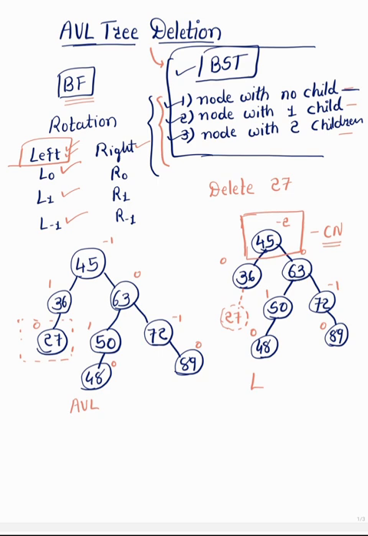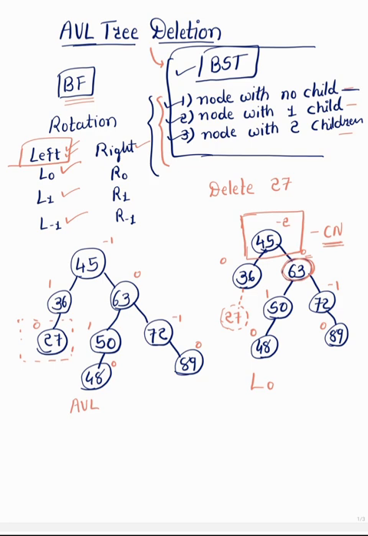That means if it is a left kind of rotation, then you need to check the balance factor of the right child, and if it is a right kind of rotation, then you need to check the balance factor of the left child, right? Now here it's an L kind of rotation, so you are checking the balance factor of the critical node's right child. Here it's 63. So the balance factor of 63 is 0, right? So now you get that it's an L0 kind of rotation, right?